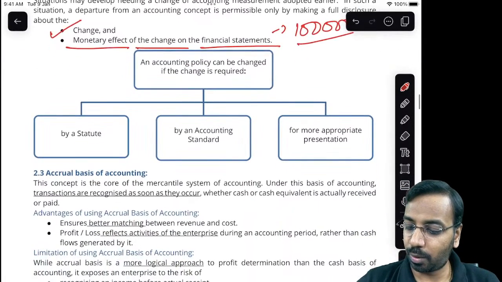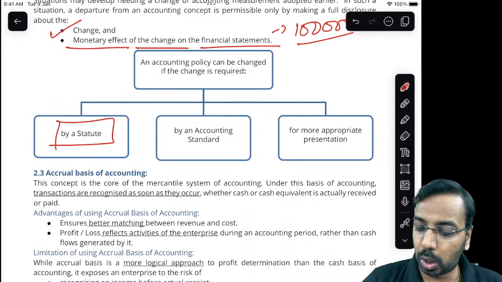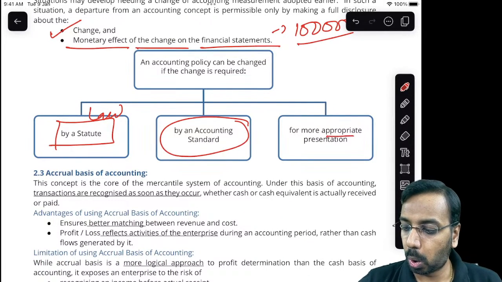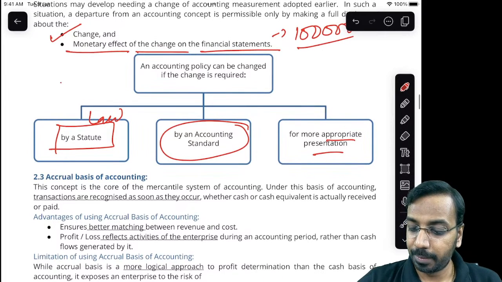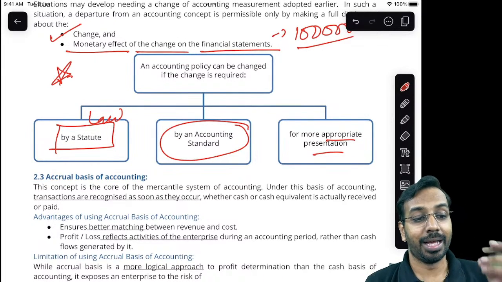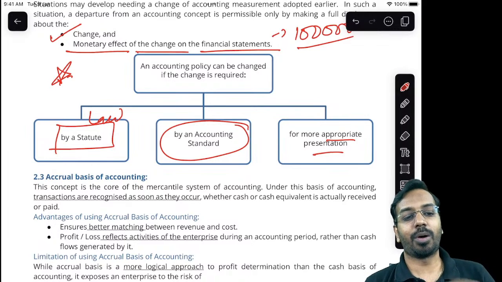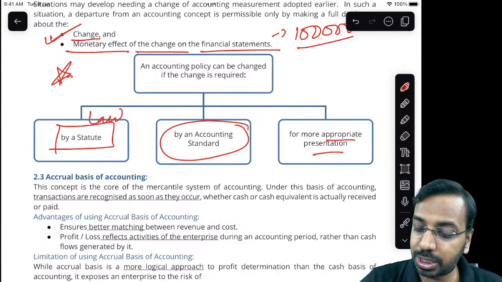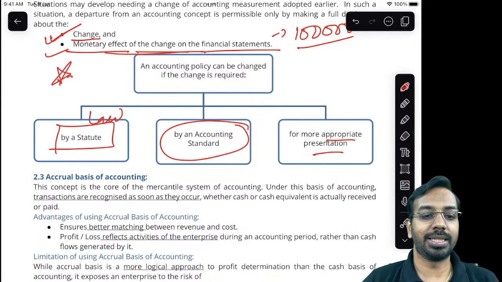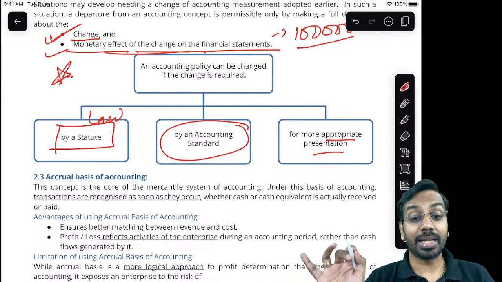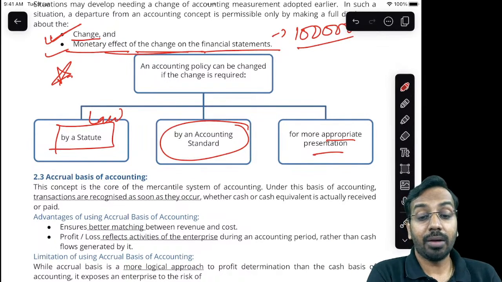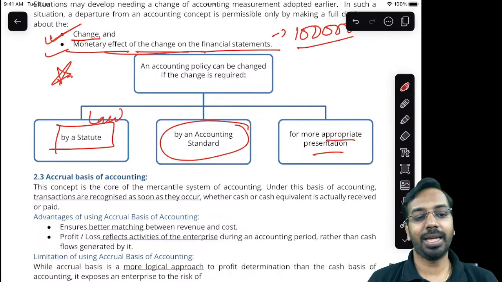Now when can we change an accounting policy? If it is required by a law, if it is required by an accounting standard, or for better presentation. So this is important. You must explain when or why an accounting policy can be changed. That is the first thing. If it is changed, you have to disclose the change and the impact of the change in the financial statement. Monetary impact. If the monetary impact cannot be quantified, you have to mention that we cannot quantify the monetary impact.